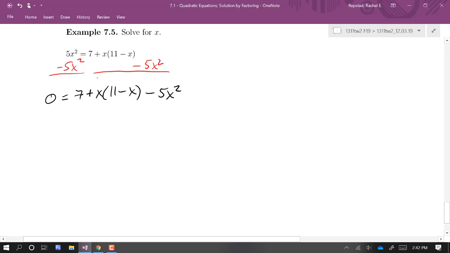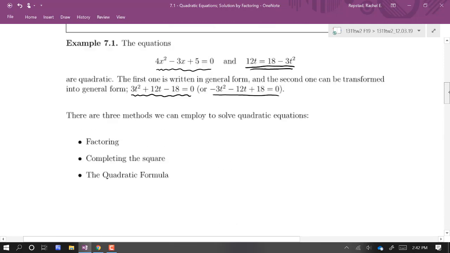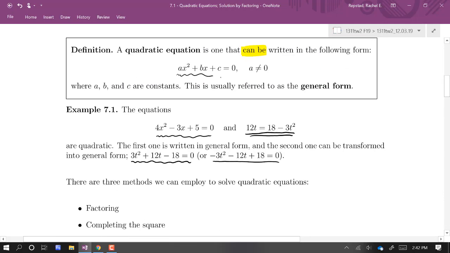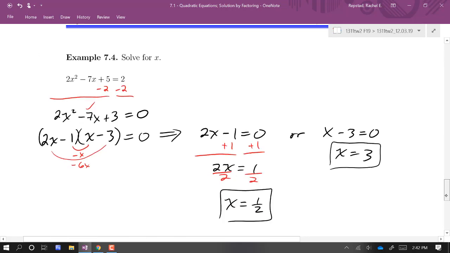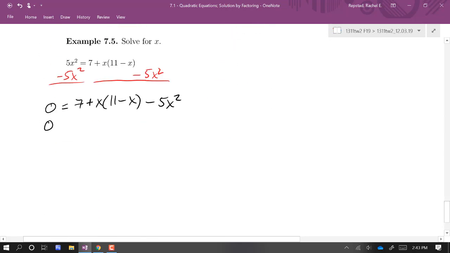What's wrong? Well, you gotta distribute the x, right? We want everything multiplied out in that general form, with our x squared terms, our x terms and our constant collected. So let's distribute that x. So we have plus 11x minus x squared. We have like terms at the end that we can combine: 7 plus 11x minus 6x squared.